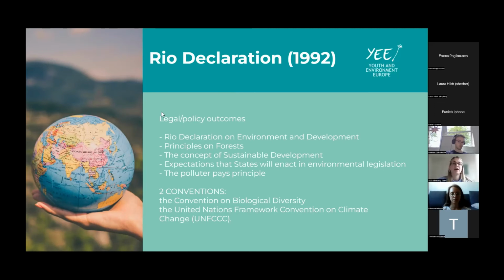And there were expectations created, but again, not something legally binding, that states will enact environmental legislation. It was a bit repeating what was discussed in Stockholm, but with some more concrete outcomes. Also, the polluter pays principle was first mentioned in the Rio Declaration, and then it developed more and more throughout the years. The main outcomes of the Rio Declaration were two conventions, the Convention on Biological Diversity and the United Nations Framework Convention on Climate Change, which is very important, as we will see later on.